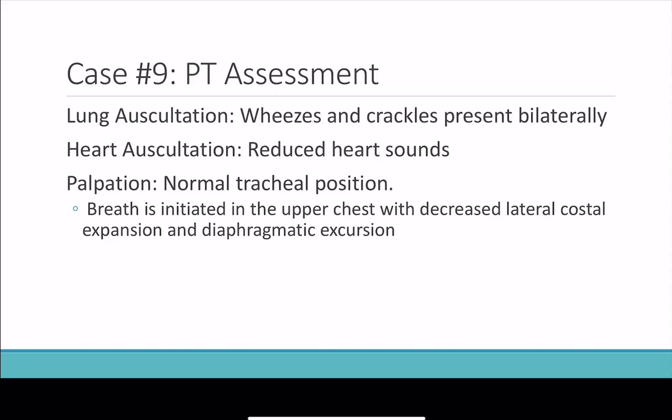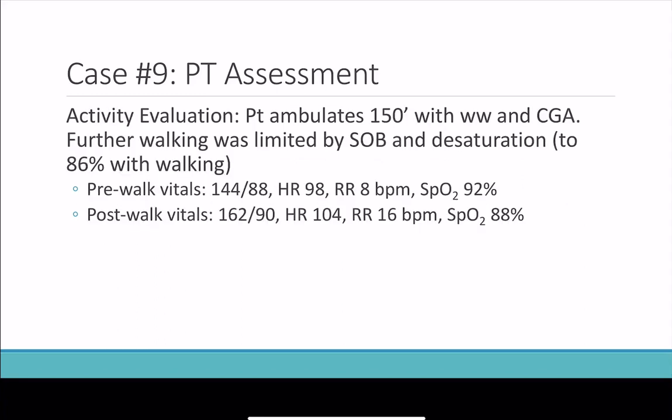Normal tracheal position lets you know there's not something unilateral going on, a change in pressure or volume on one side or the other that would have deviated the trachea. His breath pattern is being initiated in the upper chest with decreased lateral costal expansion or diaphragmatic excursion. Very common breathing pattern when you have that flattened diaphragm.